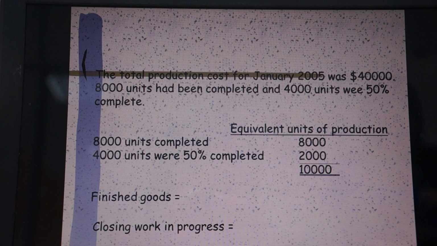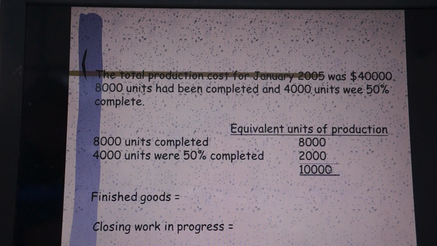Do you understand that? Okay, so I will try to explain again. 40,000 is the total production cost, but only 8,000 units have been completed, and 4,000 units are 50% completed. So now we have two different types of completed units. 8,000 units completed 100%, so we get 8,000 equivalent units. 4,000 units were 50% completed, so we only get 2,000 equivalent units. So altogether we have 10,000 equivalent units.